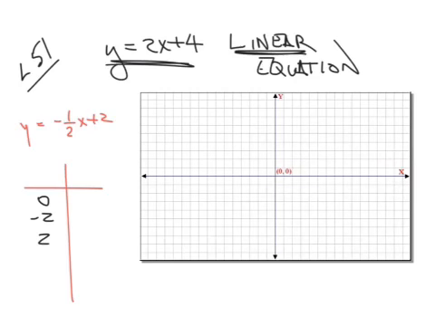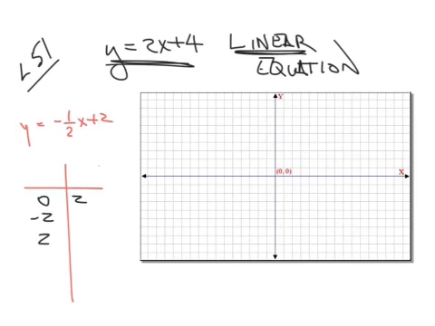Now, why did I pick negative 2 and 2? Well, because there's a 2 here. Okay, if you have a 2 in the denominator, I would pick a negative 2 and a 2 here, because then it makes the fraction go away. Alright, so let's put 0 in. y equals negative 1/2 times 0 plus 2. Well, negative 1/2 times 0 is 0, so y equals 2.